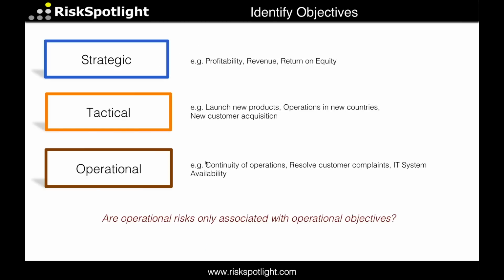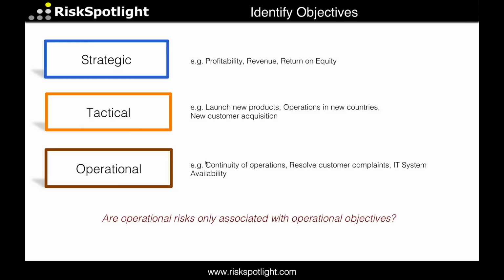And something that definition does is it classifies objectives into these three categories. So there are some strategic objectives, in terms of what we're trying to achieve. Examples of that could be if we're trying to achieve a certain level of profitability, revenue, or return on equity, then those would be examples of strategic objectives.